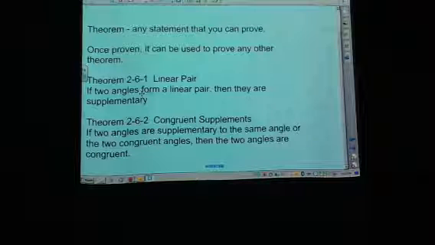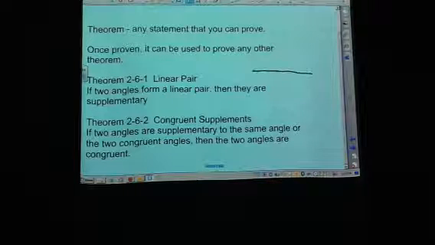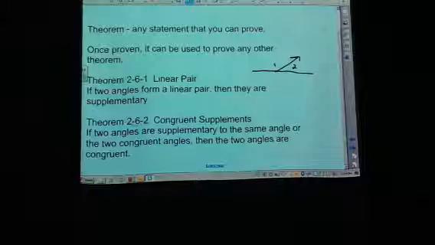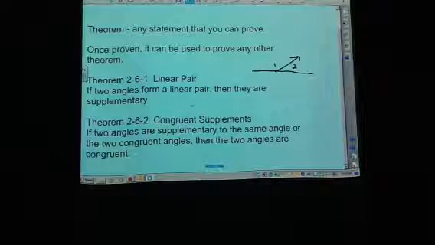And this says if two angles form a linear pair, then they are supplementary. Now remember, a linear pair is just two angles that are adjacent and they form a straight line, right? Correct. So notice that if they add up to equal a straight line, they are supplementary. So that would be something that could be proven. The other theorem here is 2.6, which is the congruent supplements. It says if two angles are supplementary to the same angle or to two congruent angles, then those two angles are congruent themselves.